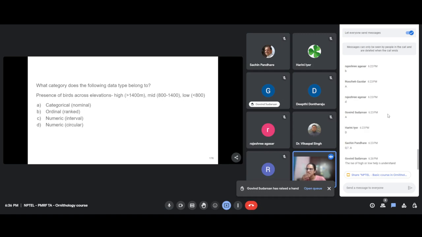The use of high or low to help us understand.